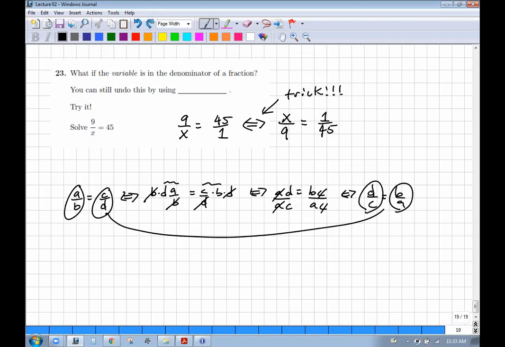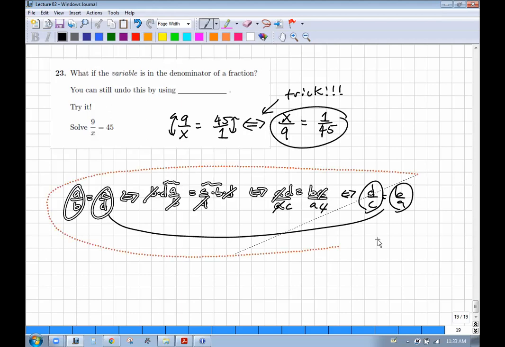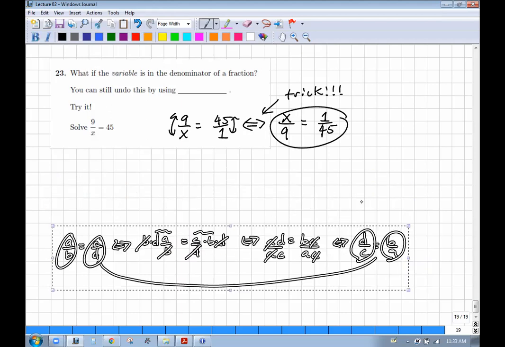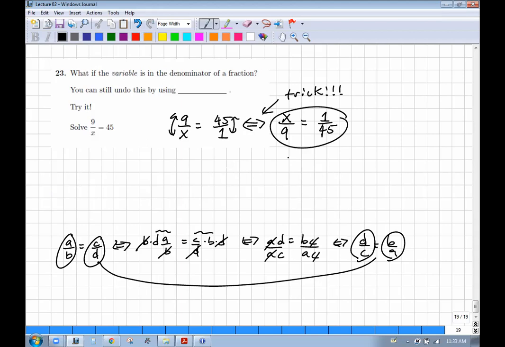If you have the X on the bottom, right, just move the bottom to the top, and move the bottom to the top on both sides, okay? So that trick works. You can just swap out the bottoms and the tops. They call it the reciprocal. The reciprocal of this is this. So you just do the reciprocal of both sides.